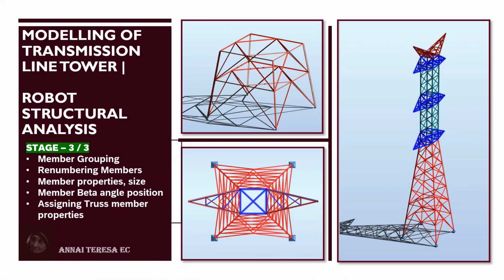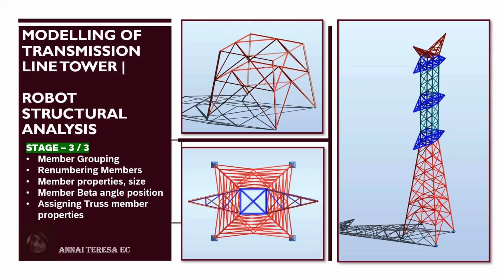Welcome viewers. In this video we are going to do modeling of transmission line tower in Robot Structural Analysis. This is stage 3, that is the final stage. In this video we are going to look at member grouping, renumbering of members, member properties, size, member beta angle position, and assigning truss member properties.